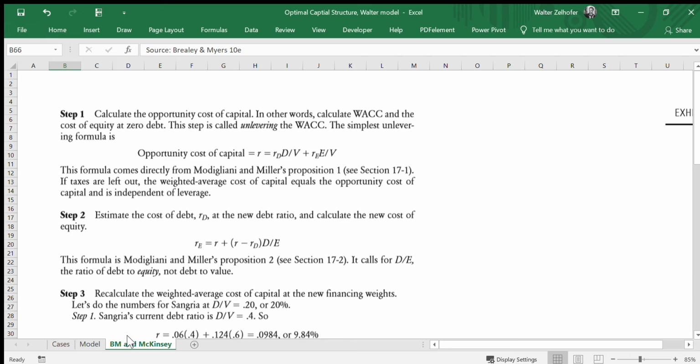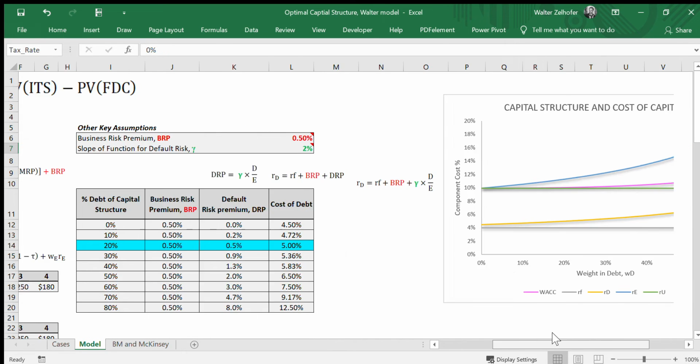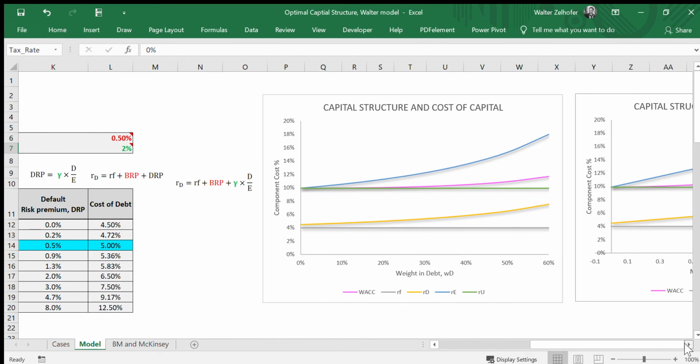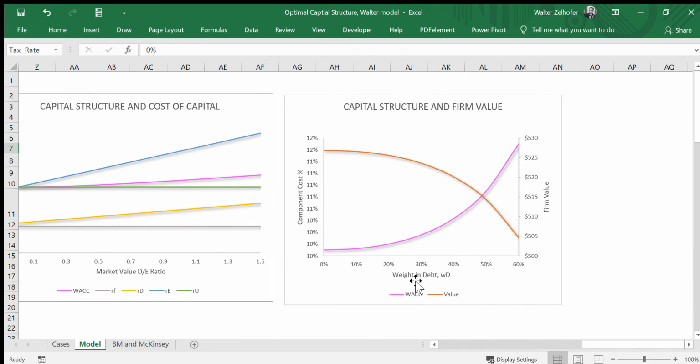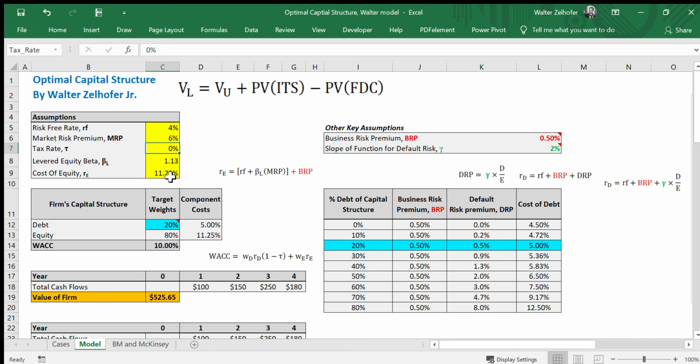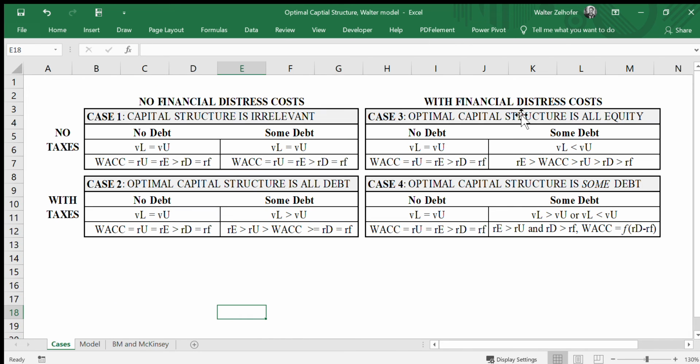If you're in case 3 with no taxes, then the optimal capital structure is just no debt. As you can see here, the more and more debt we use, the value of the firm goes down and the WACC just continues to rise. So that doesn't make sense either, because we don't live in a world without taxes, okay? So case 3 is also not realistic.